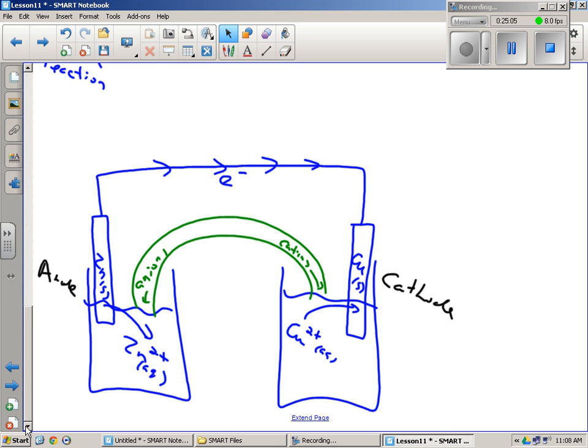In opposite fashion, copper 2+ is going to be changing from copper 2+ into solid copper, right? There's already copper here. We're just changing forms again. We're gaining electrons to gain more copper. This mass would actually increase, okay?